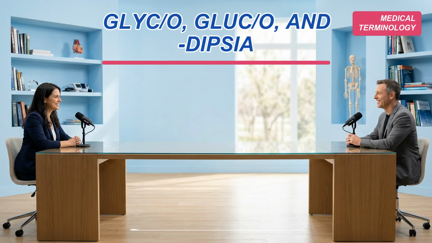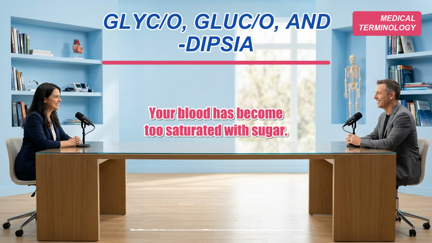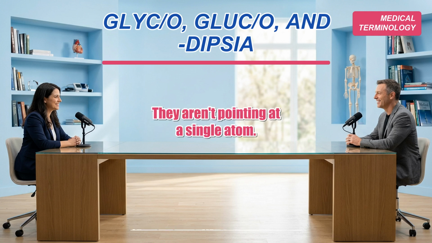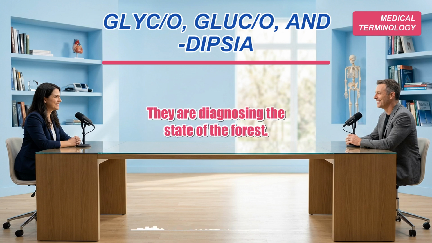Precisely. When a doctor says you have hyperglycemia, they are telling you about the status of your internal ecosystem. Not a specific molecule. Right. Your blood has become too saturated with sugar. They aren't pointing at a single atom. They are diagnosing the state of the forest.